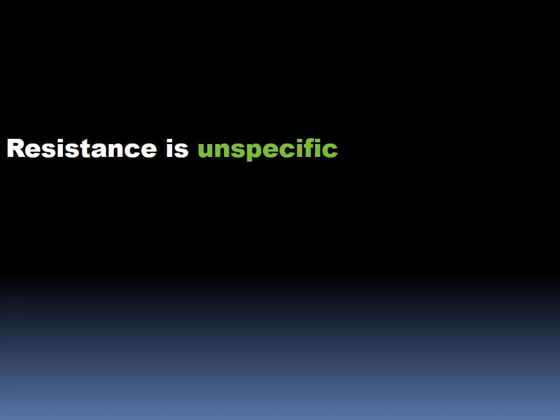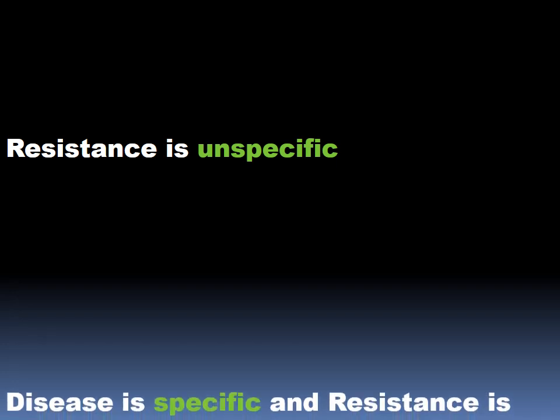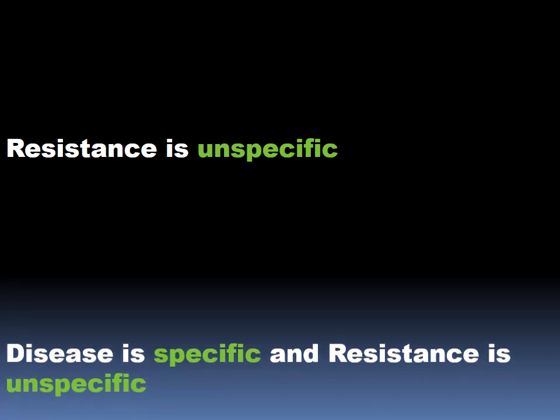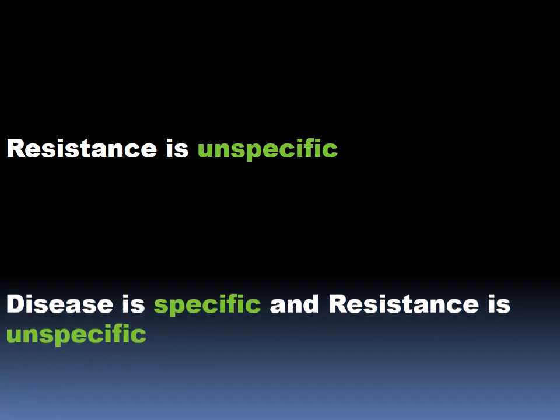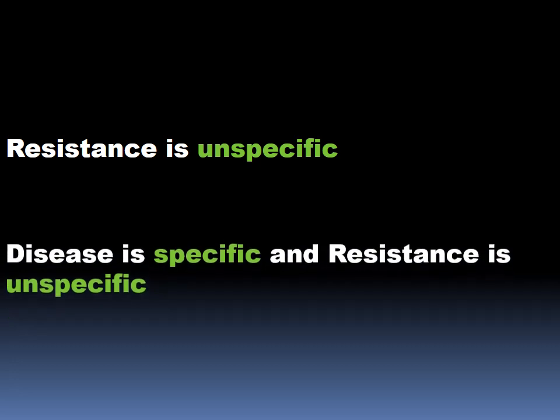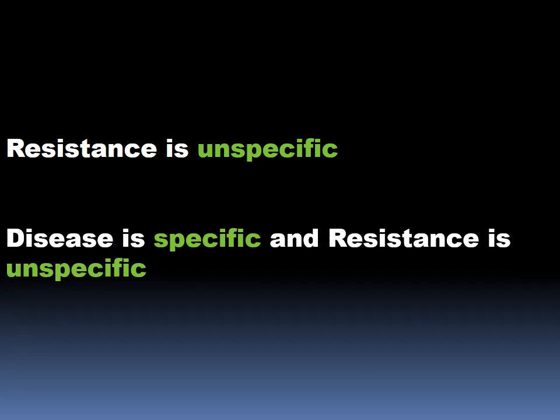So, in short, what Vanderplank concluded is that disease is specific and resistance is unspecific. Why? Because plants are only susceptible to a very tiny minority of pathogens in a community of thousands of pathogens. This statement is still blindly accepted by plant pathologists as a norm all over the world.